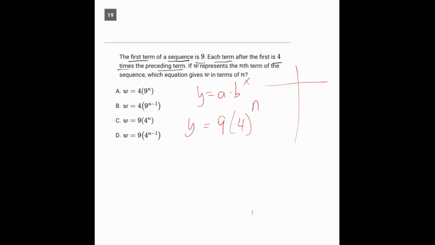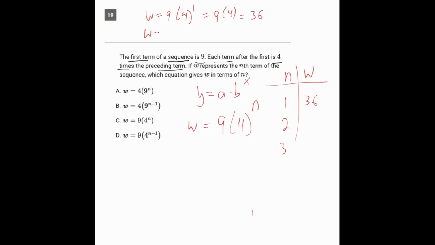So let's create a little XY chart. Actually, instead of calling this Y, let's call it W, like the question does. So we have N, which is our X, and W, which is our Y. And let's just go to the first couple of terms here. When N is 1, we would have W equals 9 times 4 to the 1. And that's 9 times 4, and that's 36. So we needed the first term to be 9, and it ended up being 36.